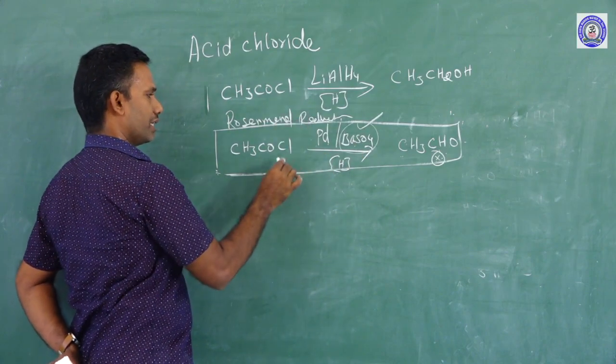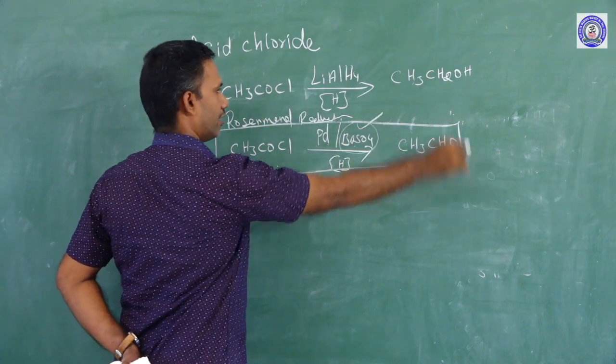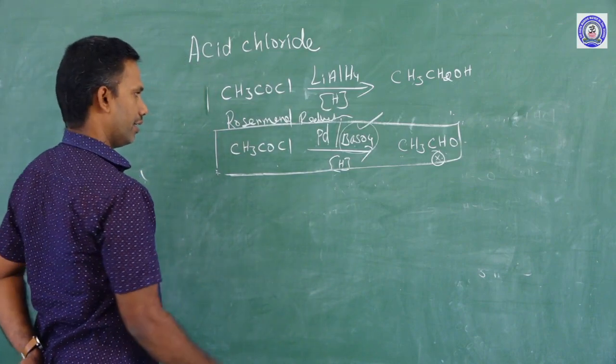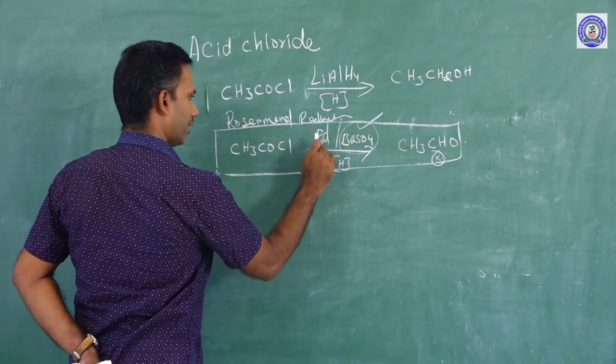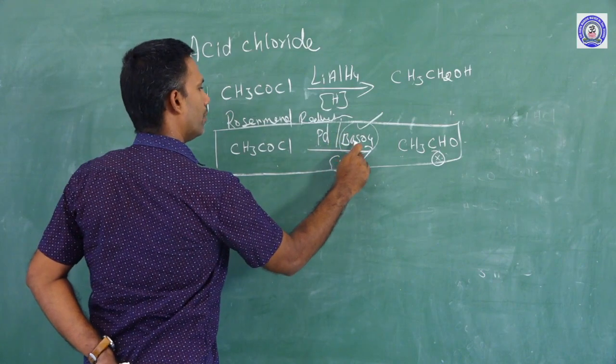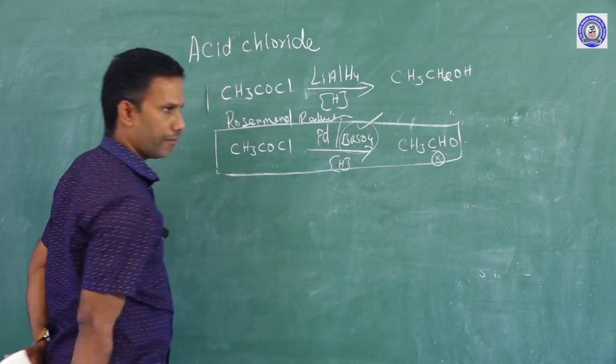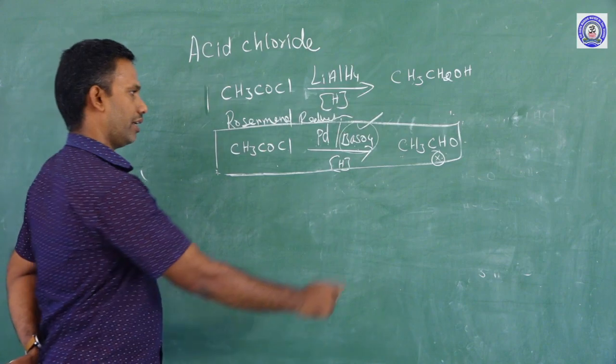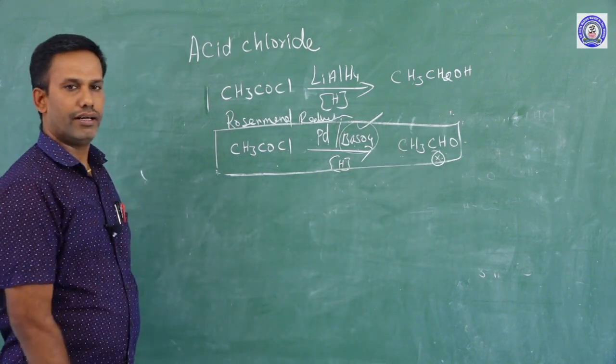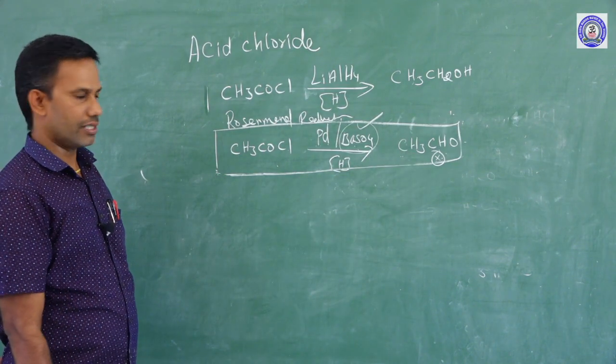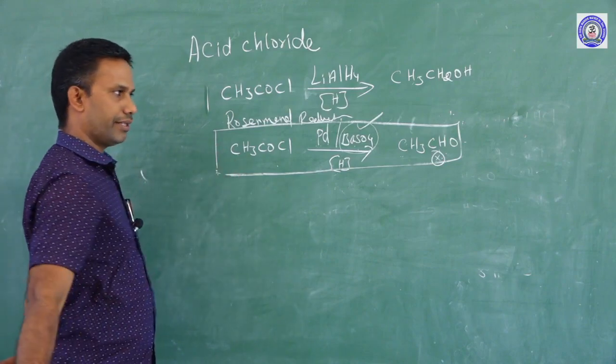Since it is a strong reducing agent, you may expect a product like ethyl alcohol only here, but the activity of the palladium is controlled, or poisoned, by barium sulfate. That's why it stopped at acetaldehyde itself. This is called the Rosenmund reduction, very, very important.